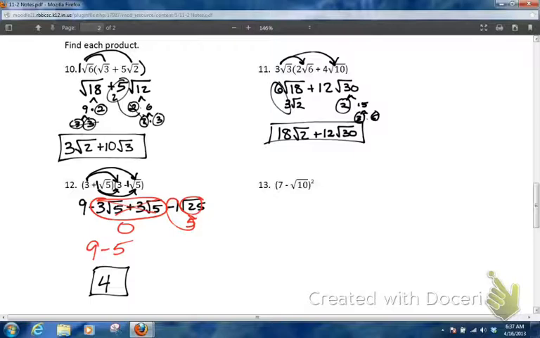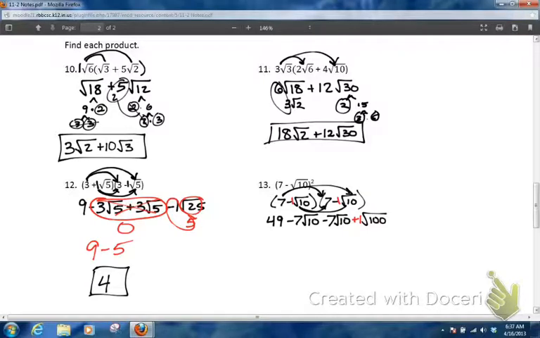Now 13, remember that if you are squaring a binomial, you need to write that binomial out twice. So I have 7 minus the square root of 10 times another 7 minus the square root of 10. Do not just square both pieces. You do need to FOIL this. 7 times 7 is 49. 7 times negative root 10 is negative 7 root 10. Negative root 10 times 7, another negative 7 root 10. And again, remember this is a negative 1 root 10. So negative 1 times negative 1 makes this a positive 1 root 100.